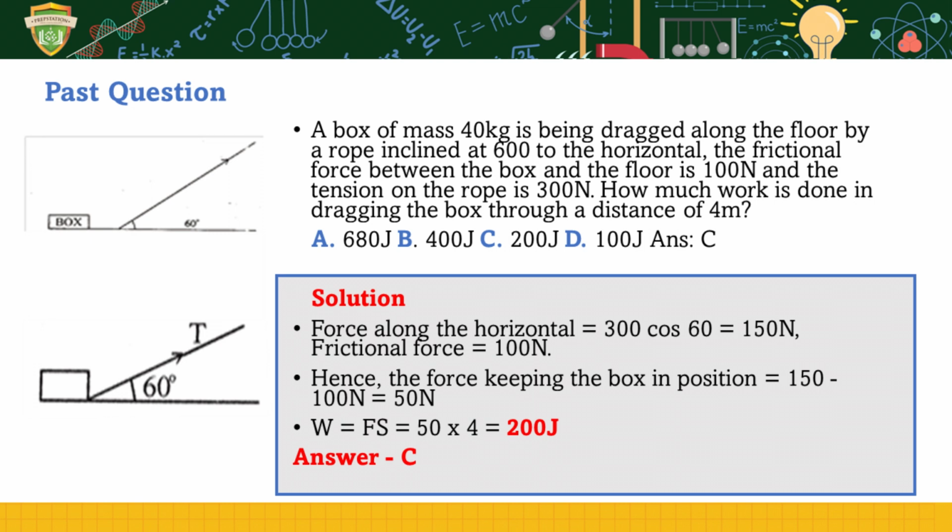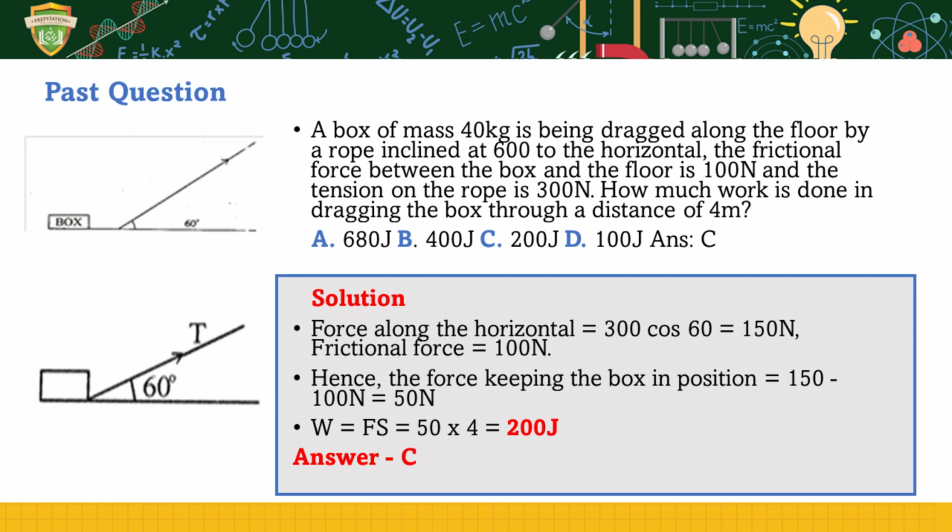So the force along the horizontal plane will be 300 multiplied by cos 60. The tension in the rope is 300, so we multiply it by that angle, which will give you 300 multiplied by cos 60, which will give you 150 newtons. Now we need to get the difference between the tension component and the frictional force. If you do that, you're going to have 150 newtons minus 100 newtons, and the difference will give you 50 newtons. So the resultant force acting on this box at this time is 50 newtons.